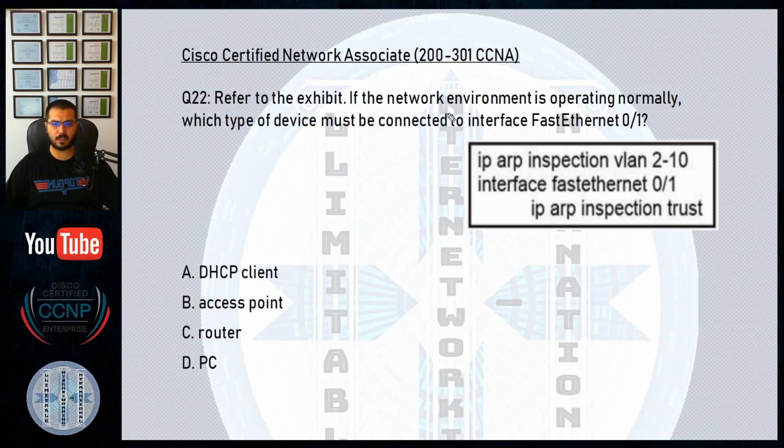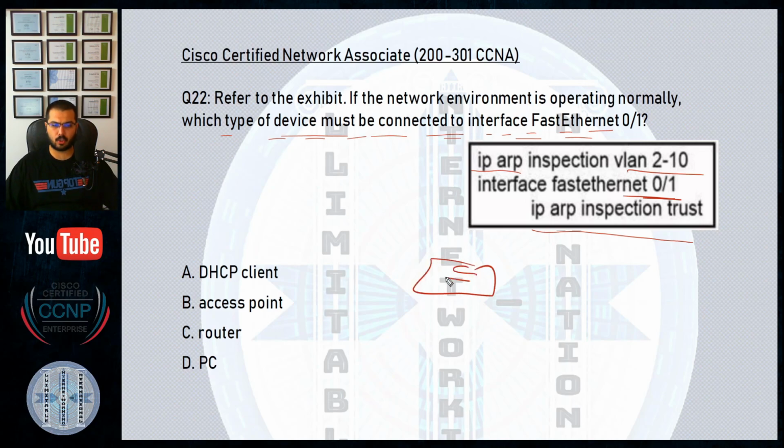Question 22, refer to the exhibit. The exhibit is enabling ARP inspection on a ton of VLANs, and this will cause all the interfaces assigned to those VLANs to become untrusted, except for the interfaces that you trust. So in this case, only FastEthernet 0/0 is the trusted interface here. Okay, so what will happen? Which type of device must be connected to FastEthernet 0/1?